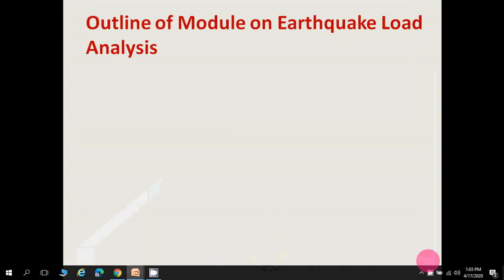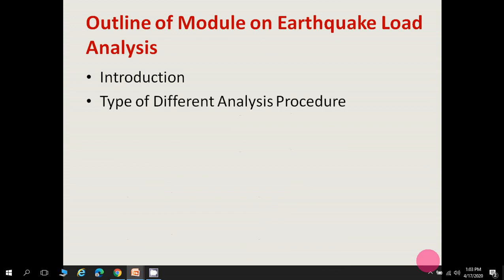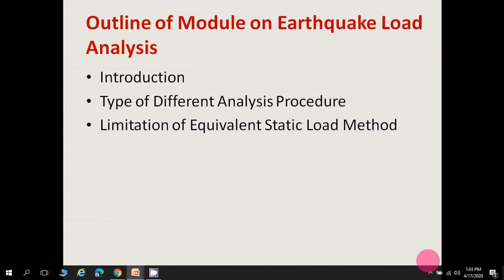So the outline of the module on earthquake load analysis: the first is the introduction part, how the earthquake load will be acting on building structures, and how it will be distributed amongst the different elements of the structures. What are the different types of analysis procedures available to find out the earthquake load on different load resisting elements, and what are the limitations of the equivalent static load method. The equivalent static load method is a part of the different types of analysis procedures, which I will be discussing in the next slide.